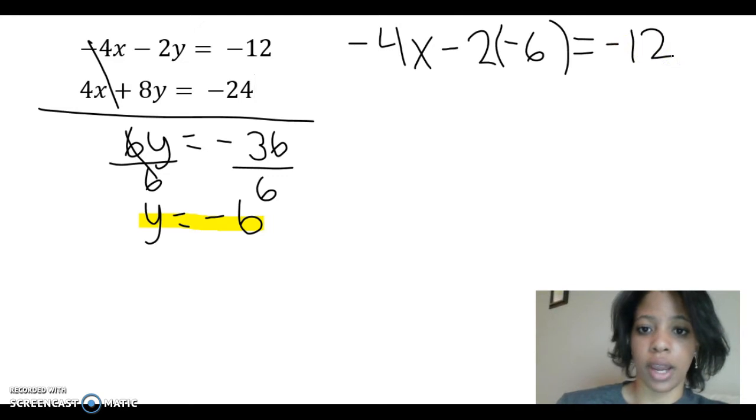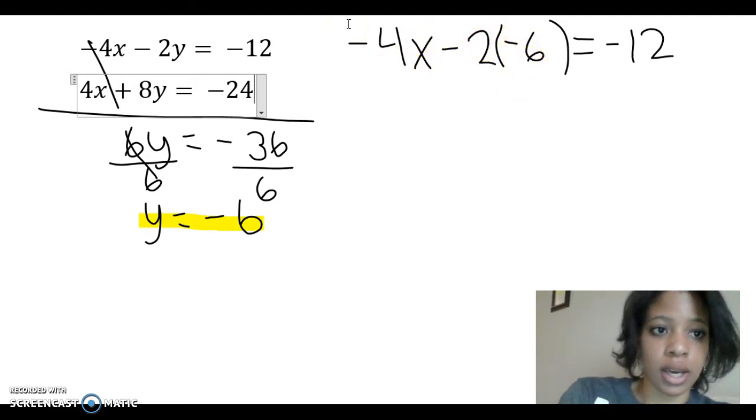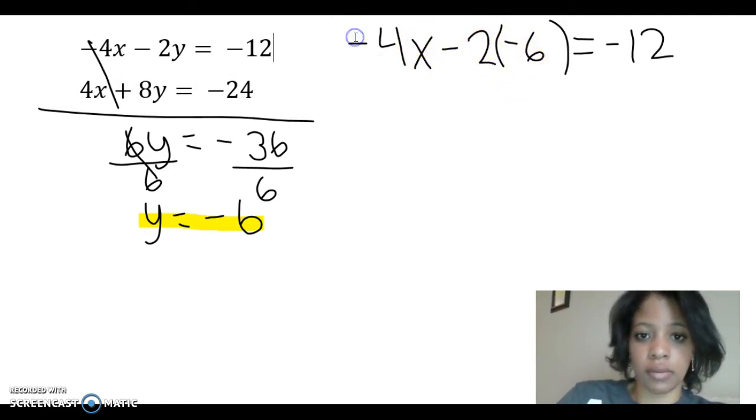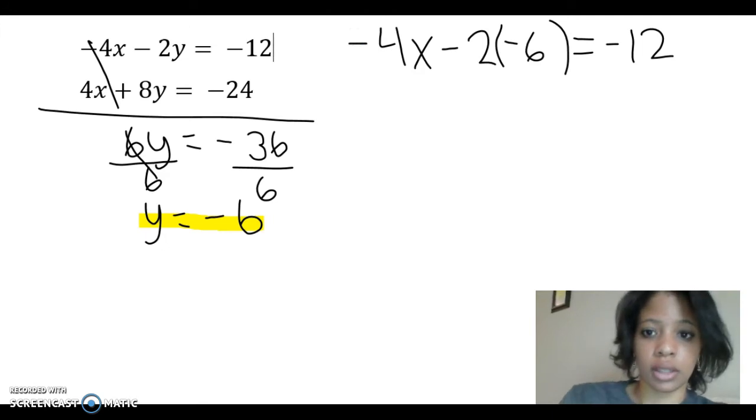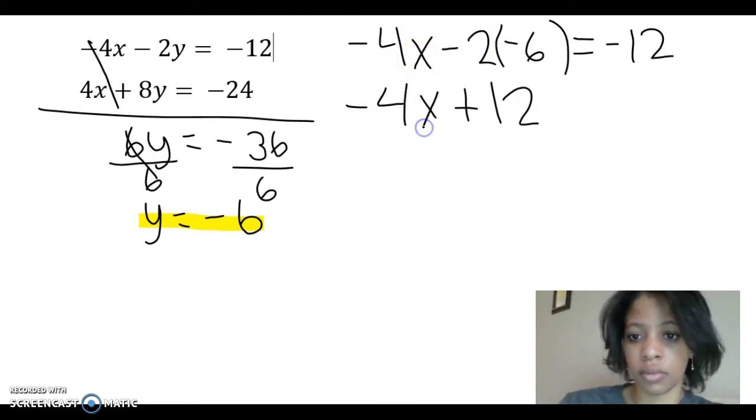So now we're solving for x. So we have to simplify this equation first. So I need to simplify this part right here. So I need to multiply these two together. So negative 2 times negative 6. It's going to be negative and a negative makes a positive, positive 12. And then bring down everything you didn't use. So bring down this negative 4x. And bring down this equals negative 12.